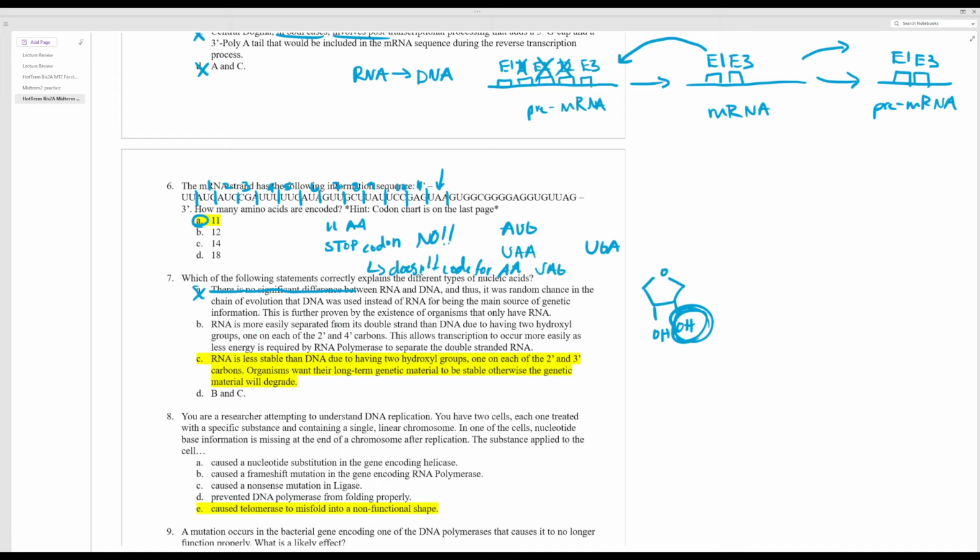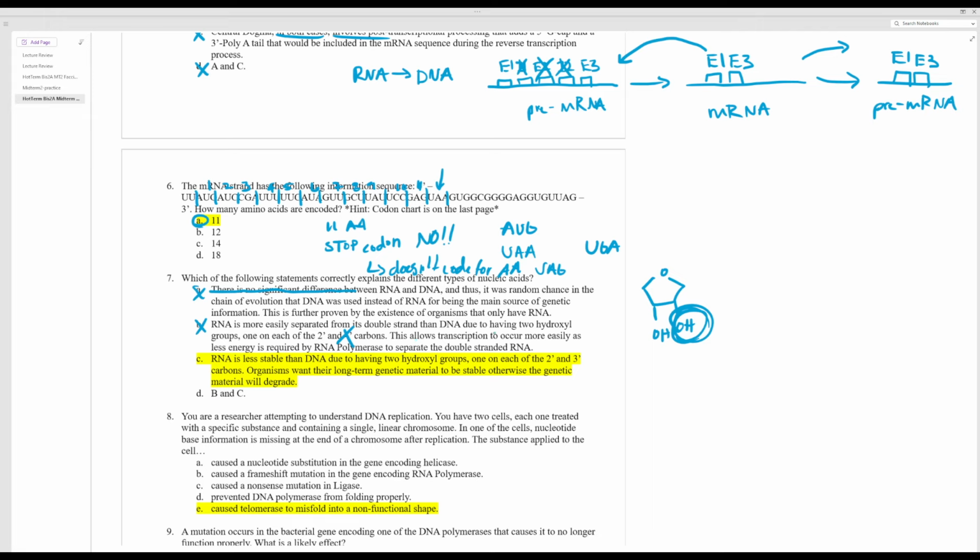B: RNA is more easily separated from its double strand than DNA due to having two hydroxyl groups, one on each of the 2' and 4' carbons. There's no hydroxyl on the 4' carbon. It should be 3' carbon. So can this one be true? No.